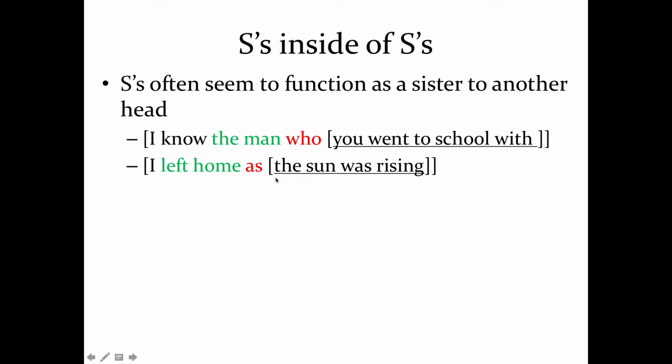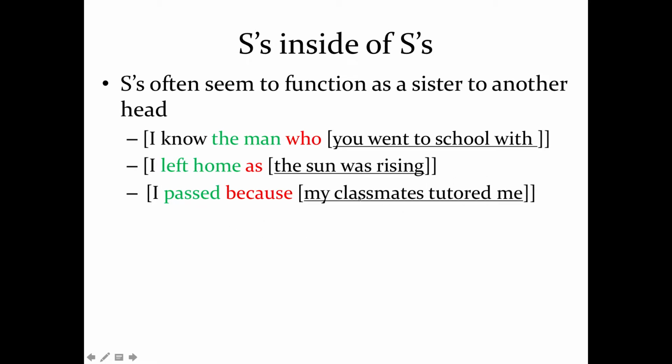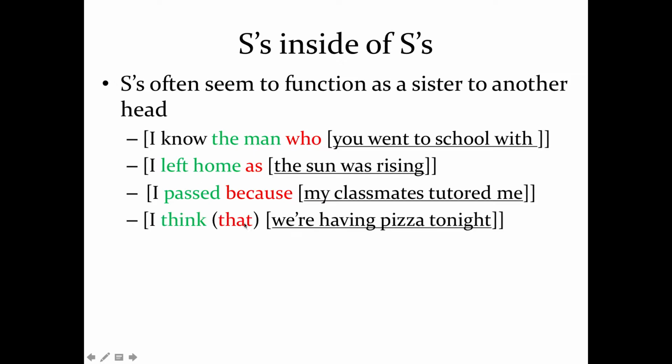In this one, there's a small sentence, the sun was rising, and I'm using this to describe something about when I left home. I left home as the sun was rising, so I'm embedding the smaller sentence inside the bigger one. My classmates tutored me is a small sentence, and then I'm able to embed this small sentence inside of a bigger one. I passed because my classmates tutored me. Just as here, the sun was rising is telling me more about when I left, here, because my classmates tutored me is telling me something about why I passed. So it seems to be describing this sort of verb.